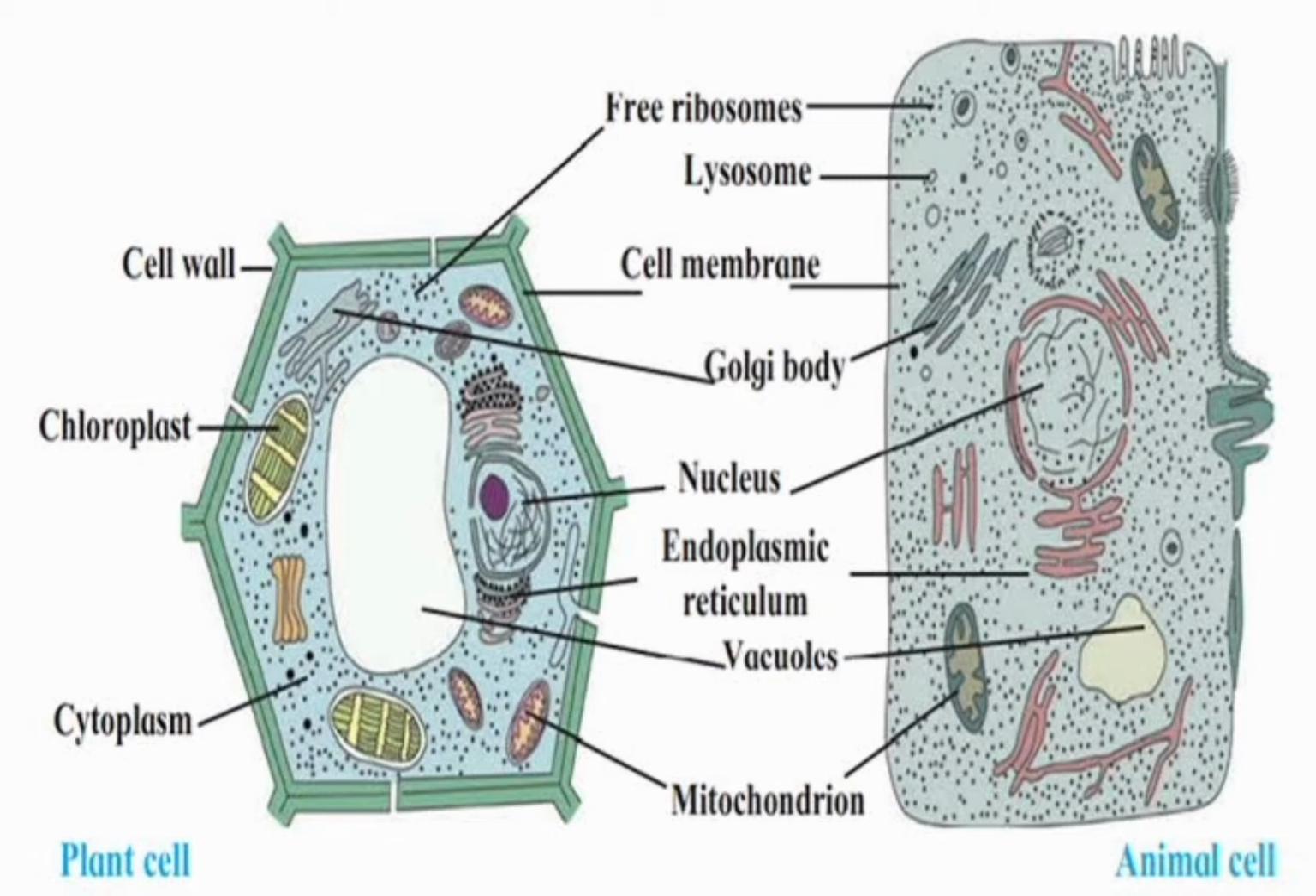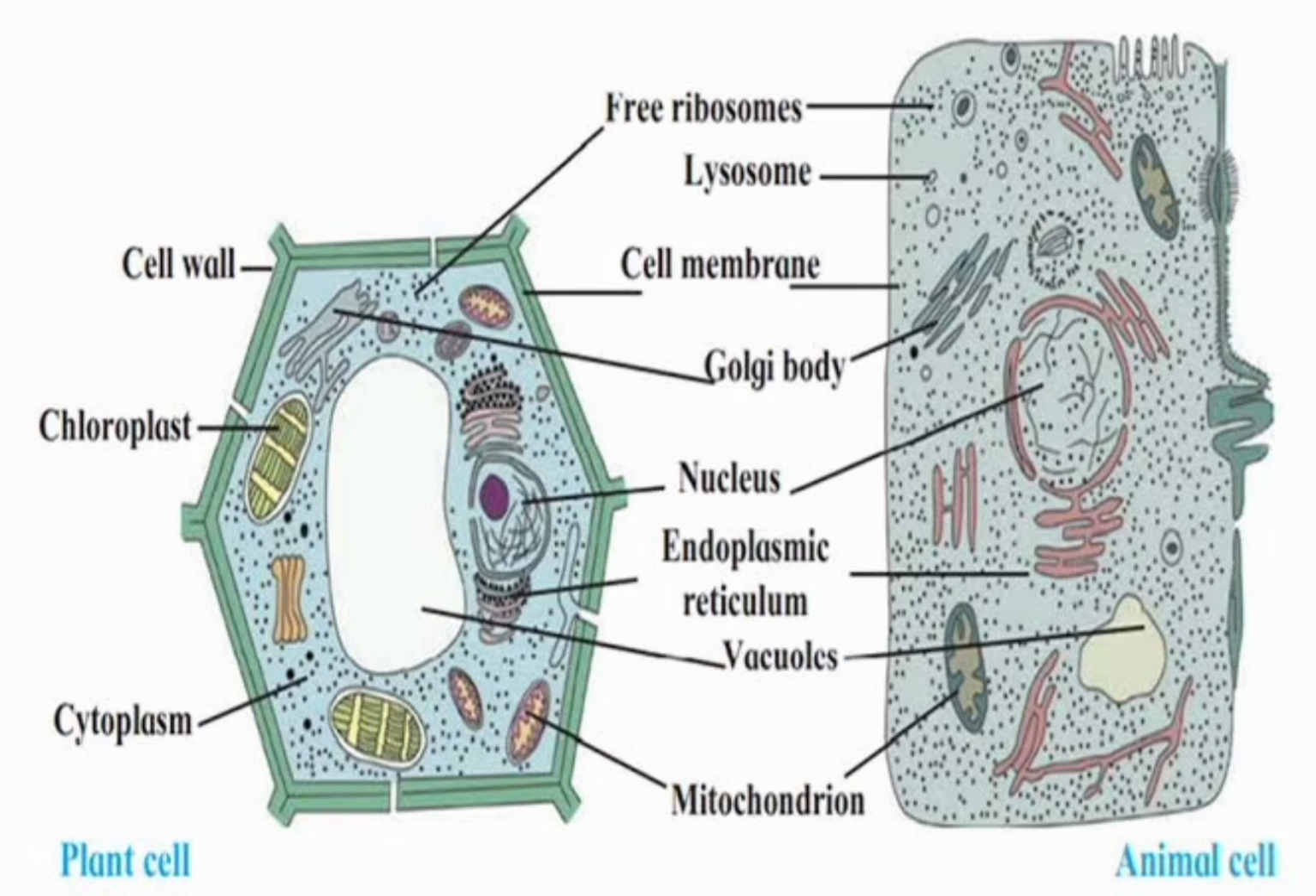Third is cytoplasm. The liquid part in the cell present around the nucleus is called cytoplasm. It occupies the space between the plasma membrane and nucleus. Cell organelles are scattered in the cytoplasm.